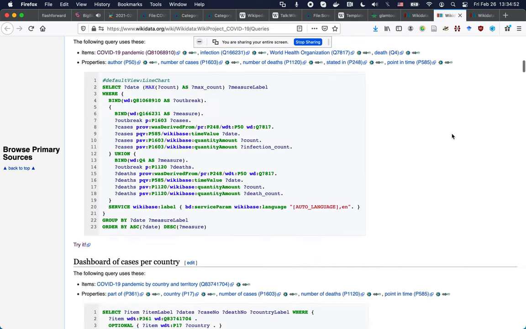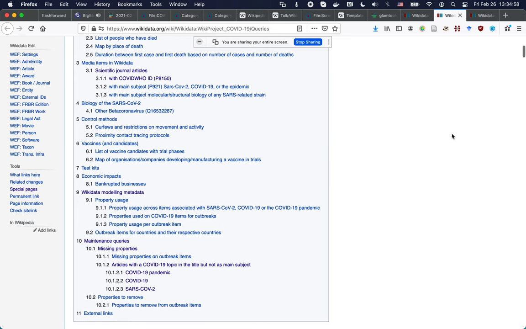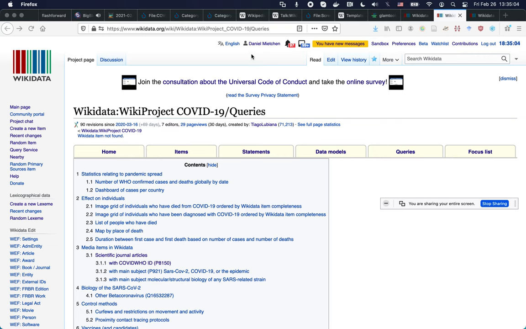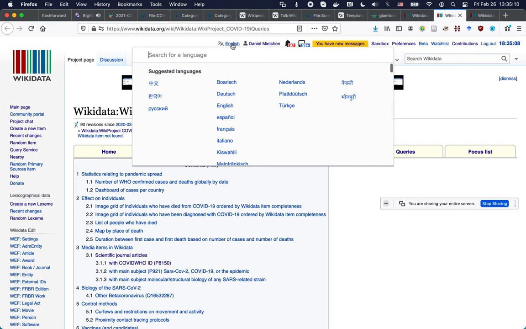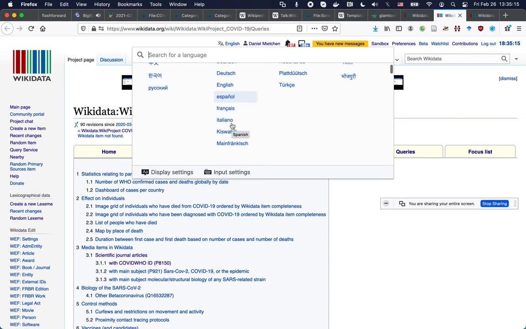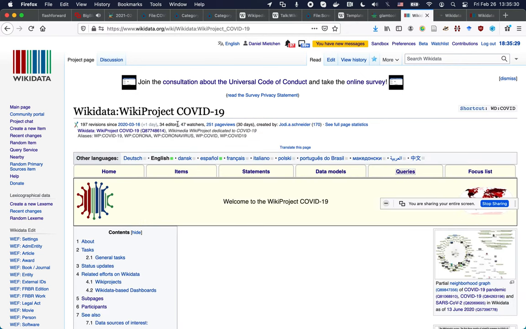Okay, and so we have a whole page with all sorts of queries that you might have about the pandemic, and an interesting aspect of Wikidata that relates to something that we were discussing in another session earlier, like the usability in the languages, is you can actually browse this information in multiple languages. So for instance, let's just take Español here. Let's see what that gives. It takes a while to load. It's a complex page. So maybe I'll just try it from here.